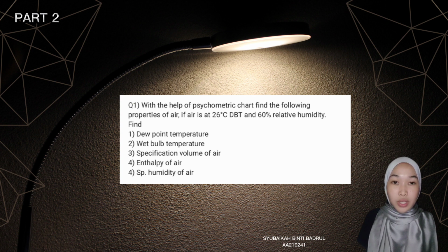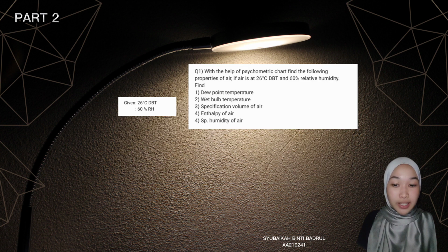Question 1. With the help of a psychrometric chart, find the following properties of air. If air is at 26 degrees Celsius dry bulb temperature and 60% relative humidity, find dew point temperature, wet bulb temperature, enthalpy of air, and specific humidity of air. First, we will write down the data which have been provided. The given data is air at 26 degrees dry bulb temperature and 60% relative humidity.